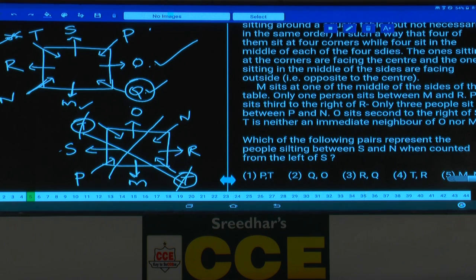Then question number five, which of the following pairs represent the people sitting between S and N when counted from the left of S? Between S and N when counted from the left of S, how many persons are there? There are two persons. Who are those two? T and R, choice four. Now this is about question numbers 1 to 5.